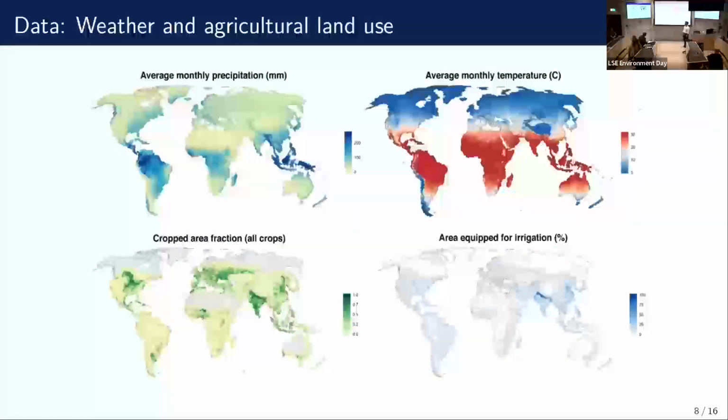We also rely on weather data and also data on agricultural land use. So the top two maps here show average monthly precipitation and average monthly temperature; we rely on daily distributions. And then on the bottom left here is cropped area fraction, which we get from the University of Wisconsin-Madison. And on the right here is area equipped for irrigation, which is FAO data from their global map of irrigated areas.